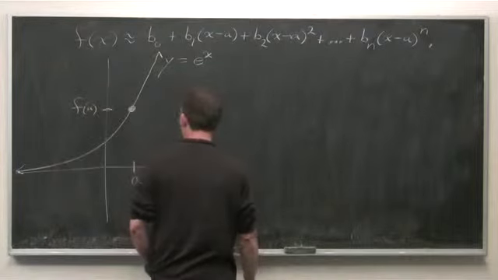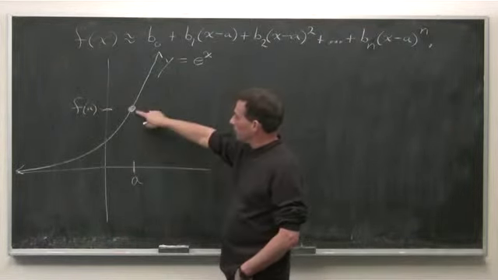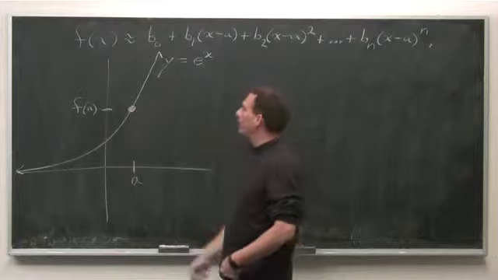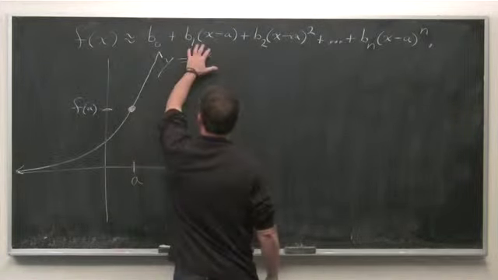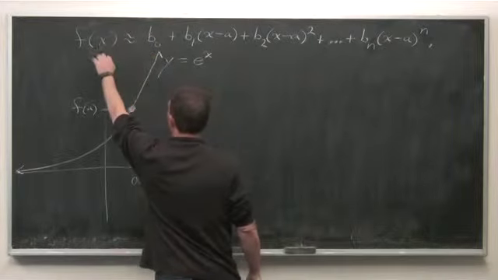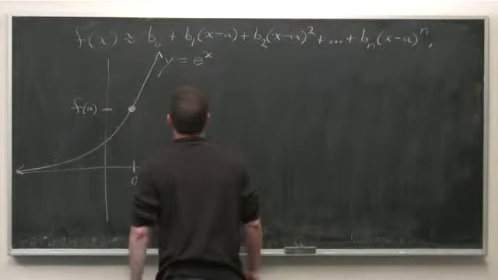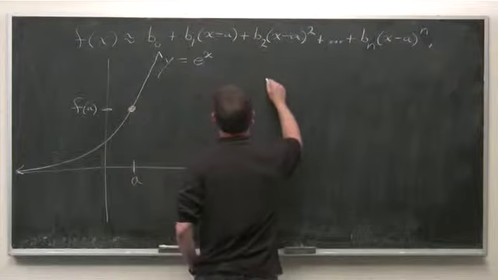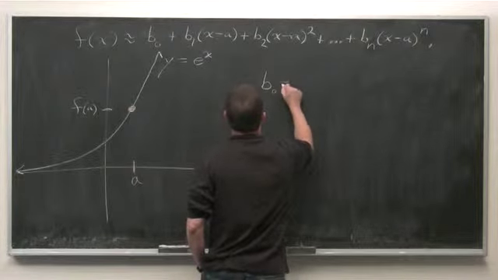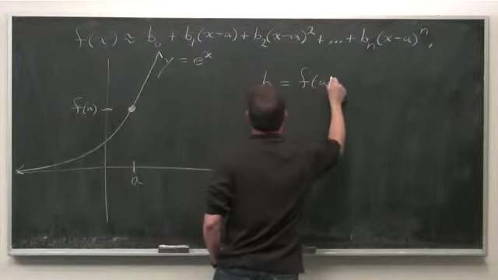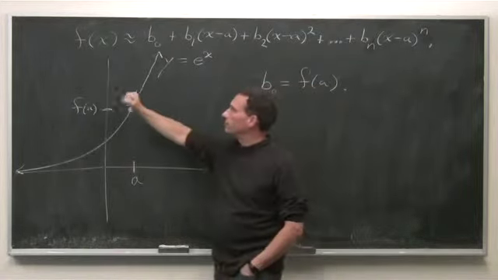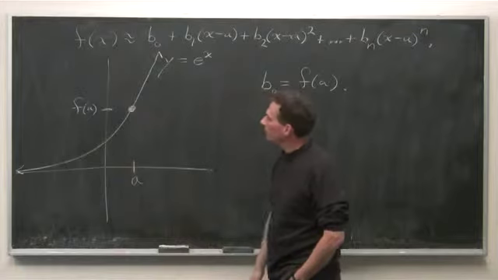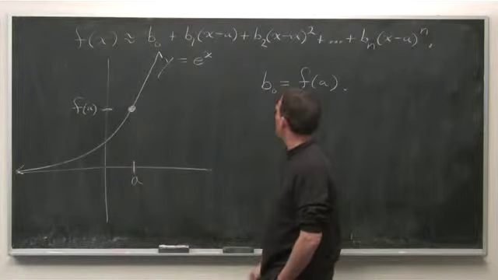So we want the graph of the polynomial to include this point, a, f of a. So that means we want, when you plug in x equals a over here, you should get the same thing as when you plug in a over here. So that means you immediately get that we want b naught to be f of a. So that when x is a over here, you get f of a, and when x is a over here, you get f of a. Great, so they both contain this point.